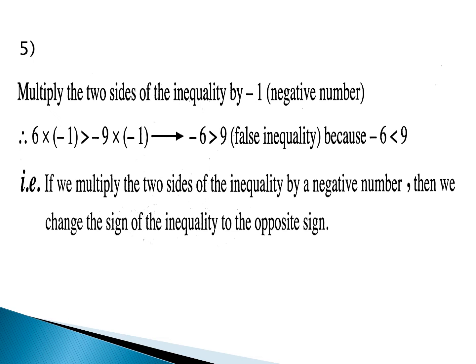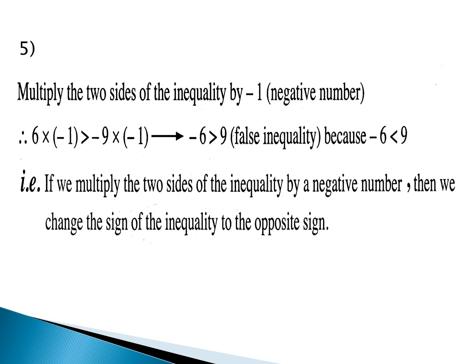By multiplying both sides of the inequality by -1, what will happen when multiplying or dividing by a negative number? Yes, 6 times -1 greater than -9 times -1. So now we have -6 greater than 9. It's a false inequality. So we must change the sign of the inequality to be -6 less than 9, and then we have a true inequality.